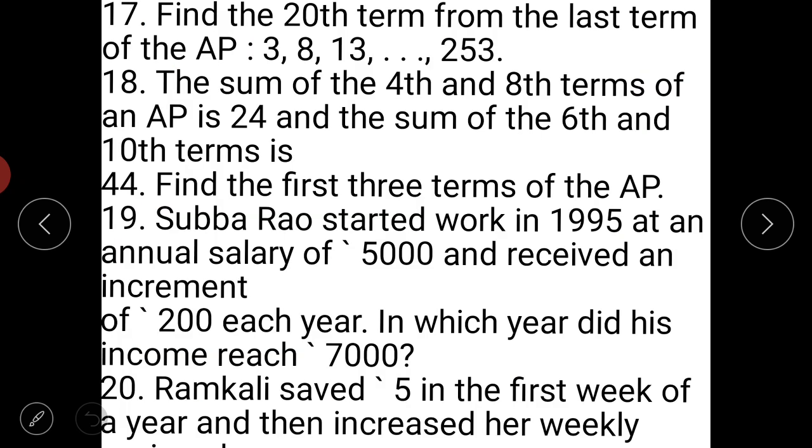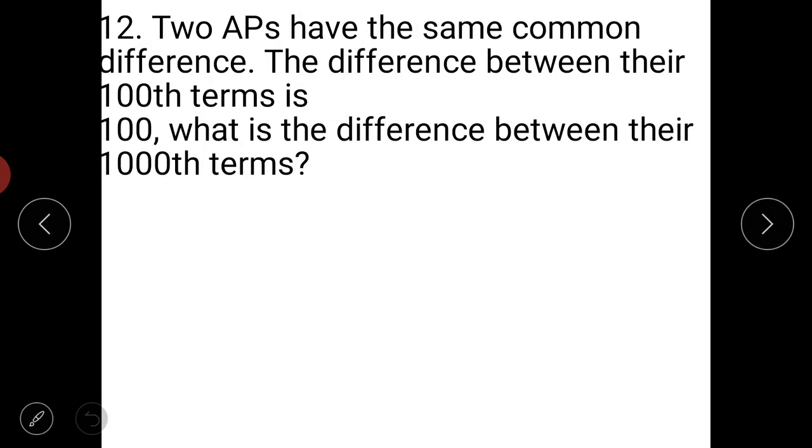Some questions like question number 12. Two APs have the same common difference, and the difference between their 100th terms is 100. What is the difference between their 1000th terms? So let us understand this question.